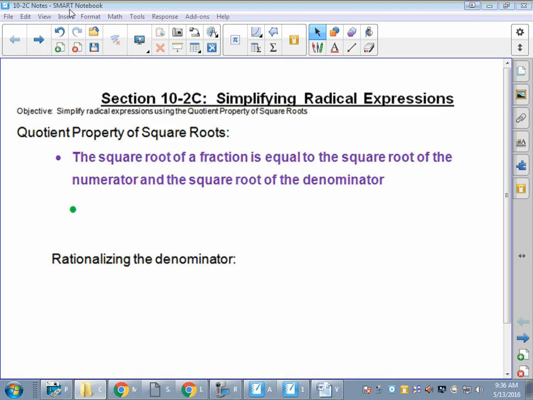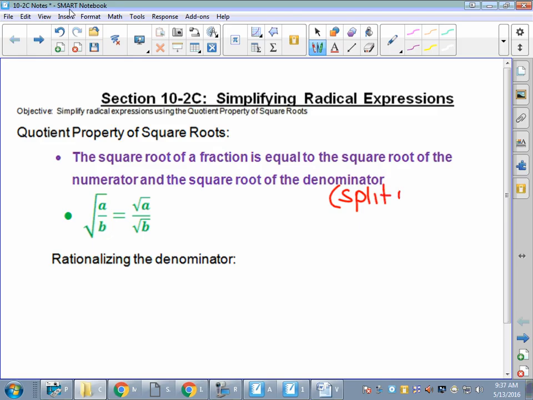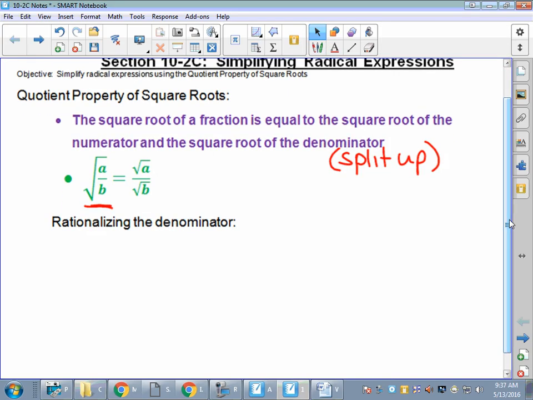So first of all, in words, and some of you are not going to enjoy the words, it says the square root of a fraction is equal to the square root of the numerator and the square root of the denominator. For those of you who like math speak better, that green line says the square root of a fraction is equal to the square root of the numerator and the square root of the denominator. Notice I separated them, or split them up. So my whole fraction a over b that was inside that radical is now a square root of each piece individually. You just break it apart into two separate square roots.